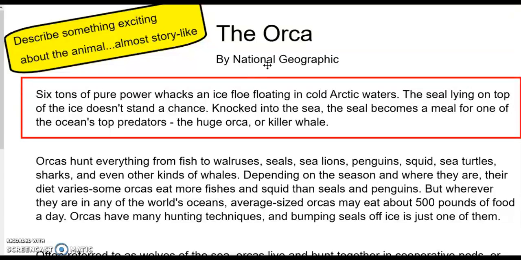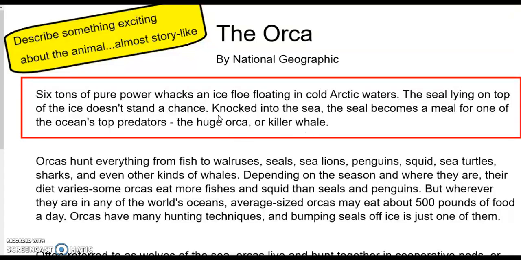The Orca by National Geographic. 6 tons of pure power, wax and ice flow floating in cold Arctic waters. The seal lying on top of the ice doesn't stand a chance. Knocked into the sea, the seal becomes a meal for one of the ocean's top predators, the huge orca or killer whale.